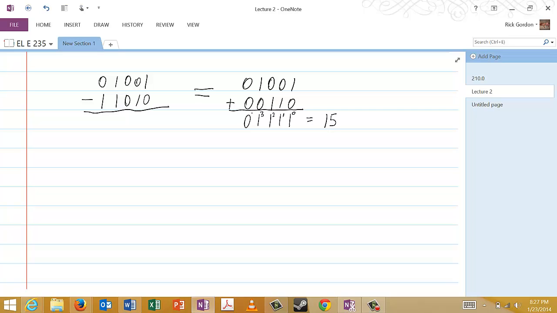In this case, we will look at B. So we want 1, 1, 0, 1, 0 minus 1, 1, 0, 0, 1. This is the problem that we want to do.